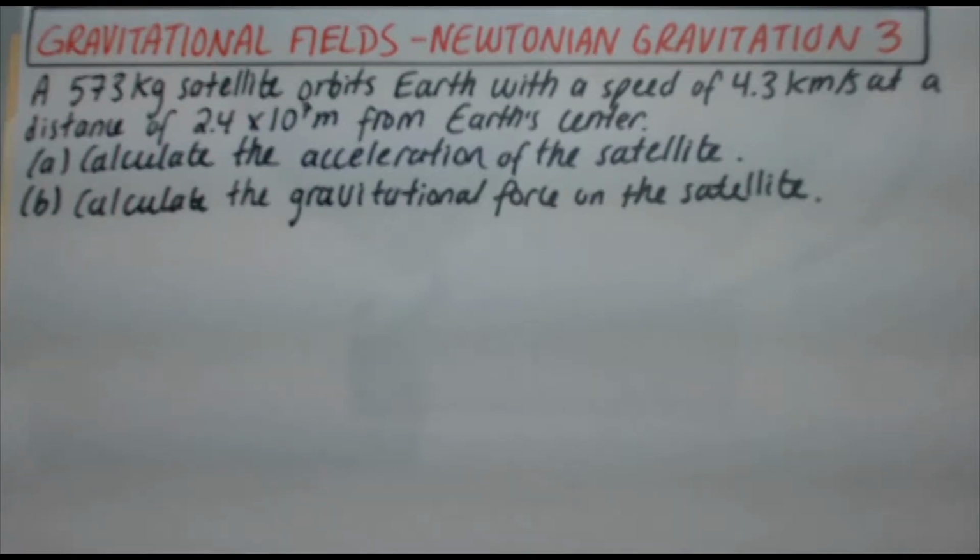A 573 kilogram satellite orbits Earth with a speed of 4.3 kilometers per second at a distance of 2.4 times 10 to the 7 meters from Earth's center. A. Calculate the acceleration of the satellite, and B. Calculate the gravitational force on the satellite.